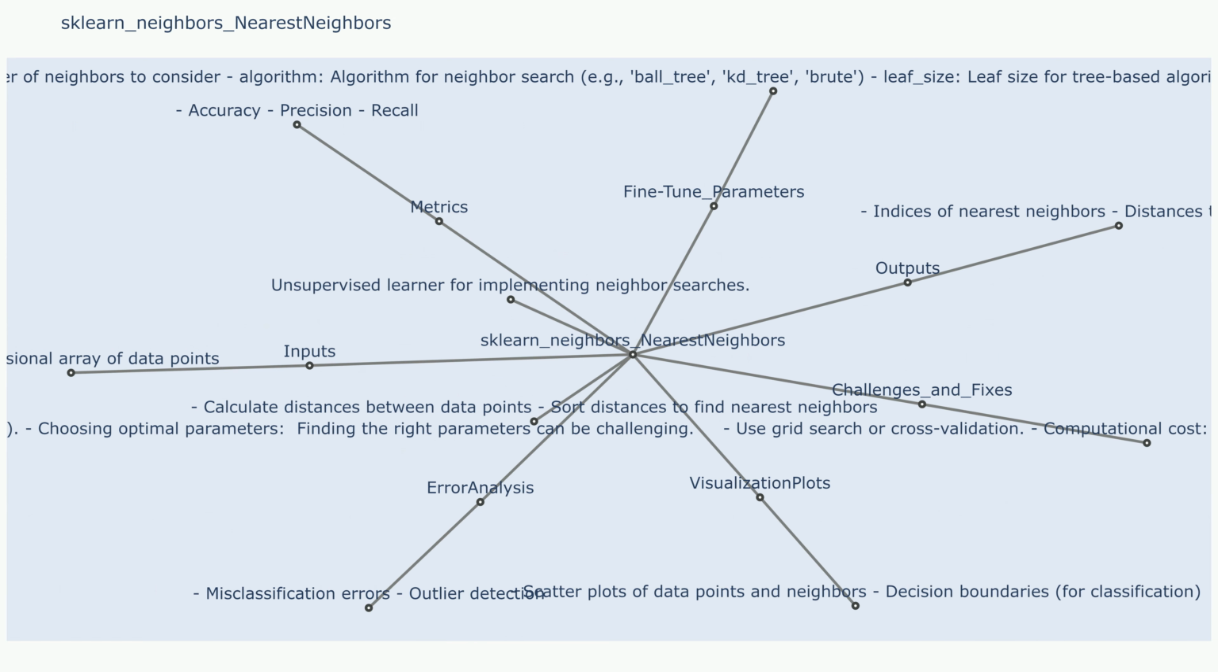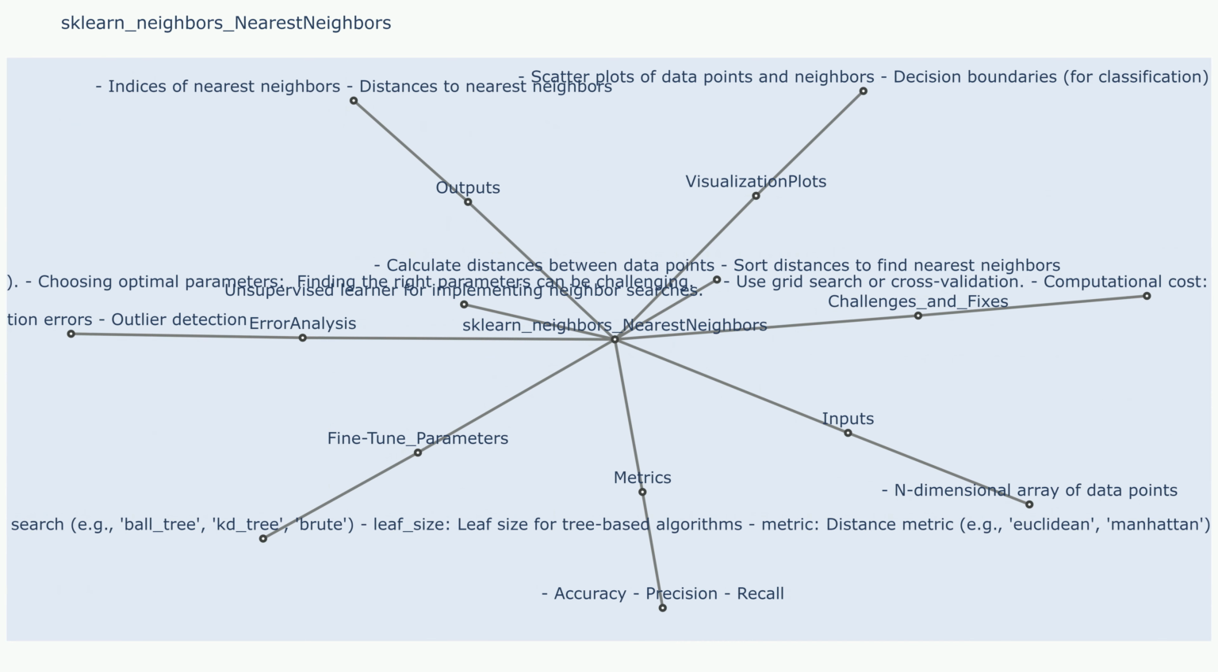Challenge 3: handling outliers. Outliers can significantly affect the performance of nearest neighbor algorithms, leading to inaccurate predictions. Sample use case that resulted in Challenge 3: in a dataset containing a few outlier points, nearest neighbor algorithms might incorrectly assign neighbors to these outliers, leading to incorrect predictions.